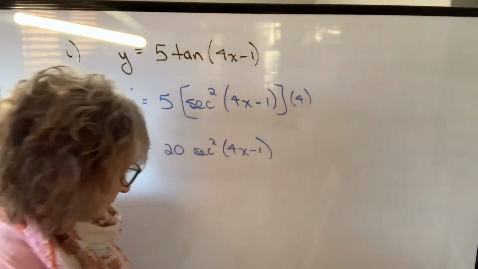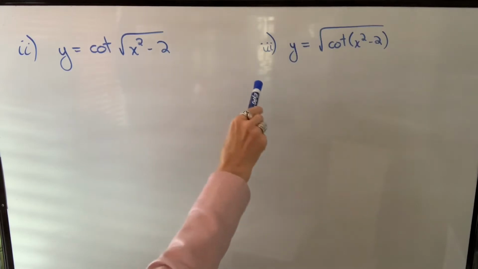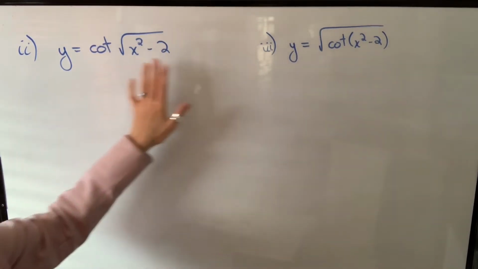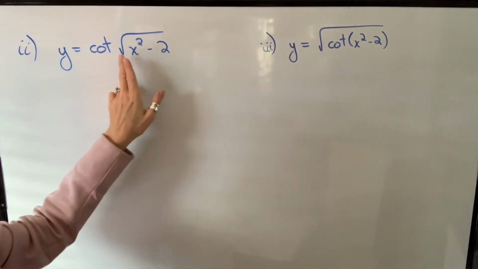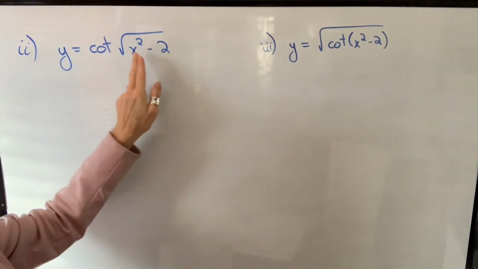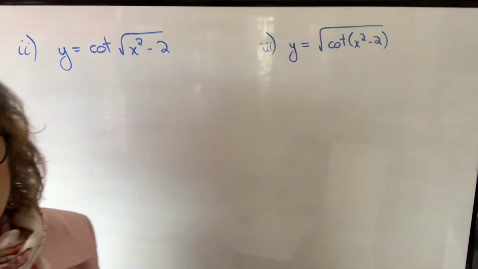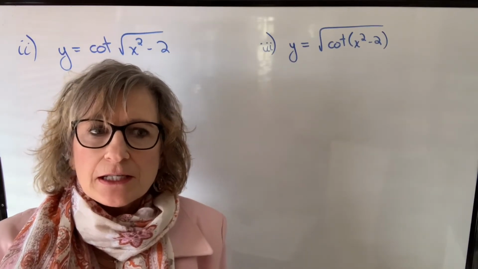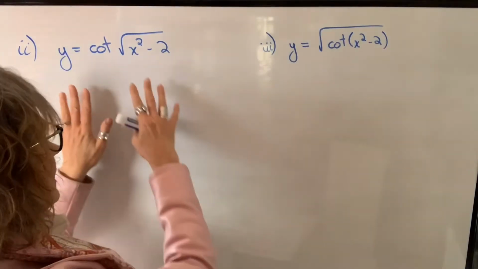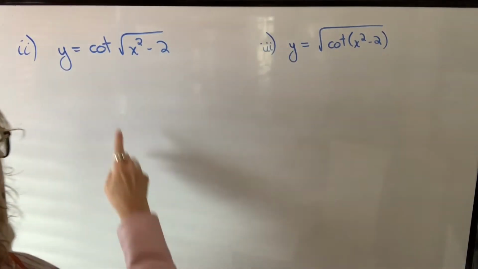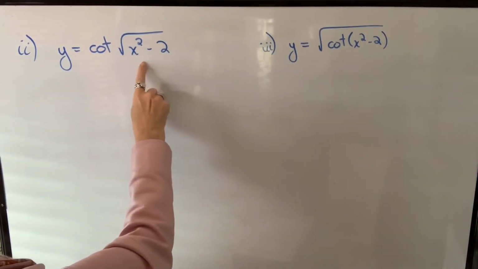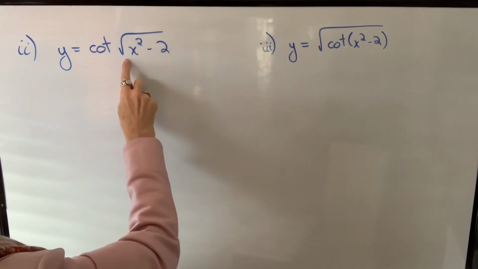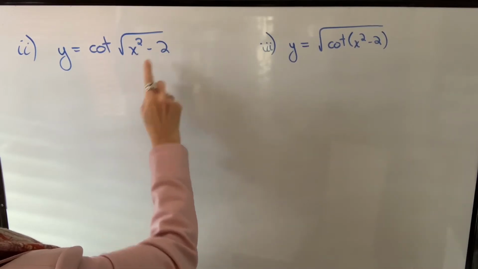Let's try some more. I want to do these next two examples on the same board because they're similar in that they both have a cotangent function, they both have a square root function or a power function, and they both have a polynomial function. But the way in which we differentiate is going to be different because the outermost function is different in this one compared to this one. So for example, with this question, our outermost function is the cotangent function. And then when we go inside of that, we have the power function. And then when we go inside of that, we have the polynomial.